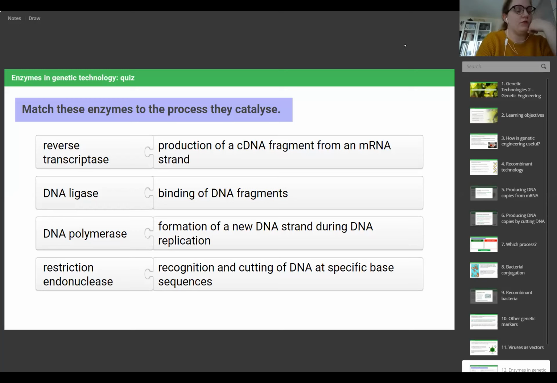Okay, so what we're going to go through now is some exam questions, looking at recombinant DNA. So we're going to go through that now.